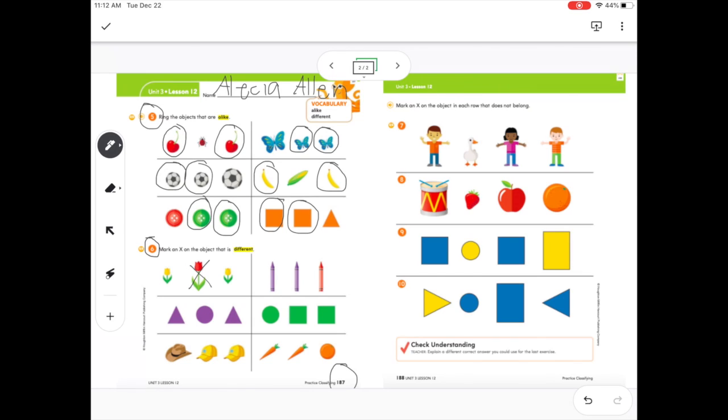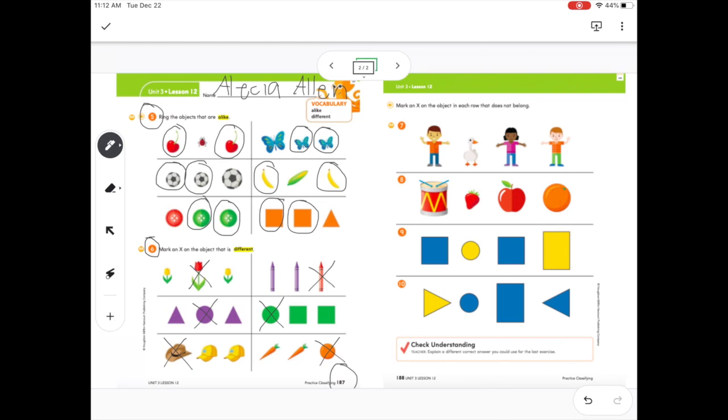Next, triangle, circle, triangle. Which thing is different? Next, cowboy hat, baseball hat, baseball hat. They're all hats, but which one is different? Keep going. Move on to the crayons. Which one do you think is different? And then do the shapes. And last but not least, carrot, carrot, orange. Cross off the one that's different.